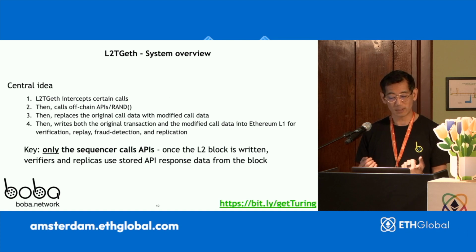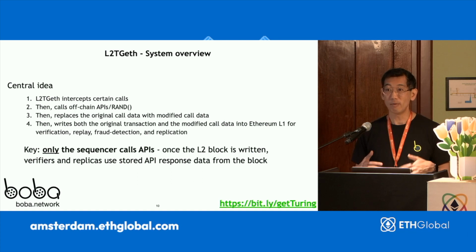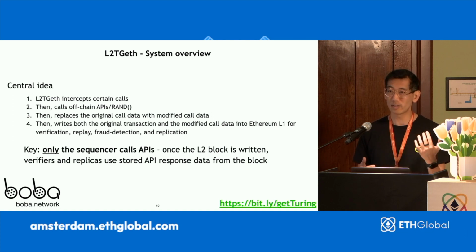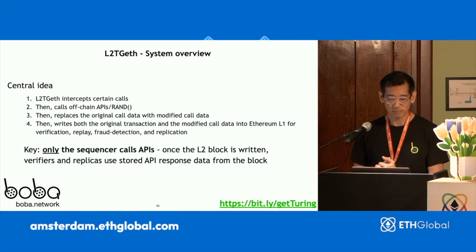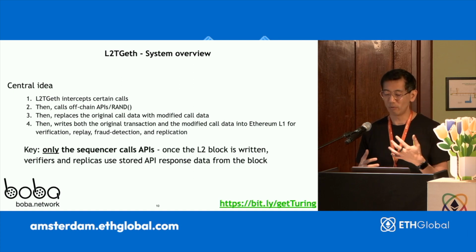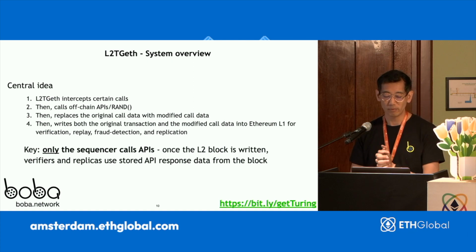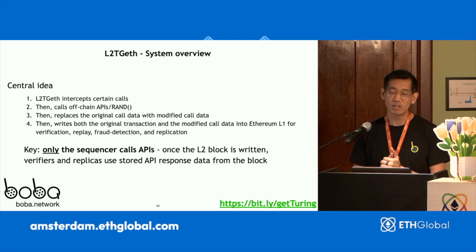And this is important because we need to ensure that these transactions can be verified afterwards by the fraud provers. We need to make sure that whatever we've done is fully compatible with the rest of the optimistic rollup architecture. And so we'll write both the original transaction and the modified call data that includes the off-chain API responses into Ethereum layer 1. And from that point on, everything is treated just as if it were a normal Geth transaction.